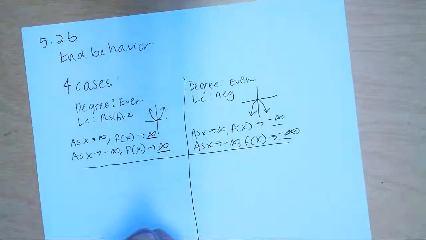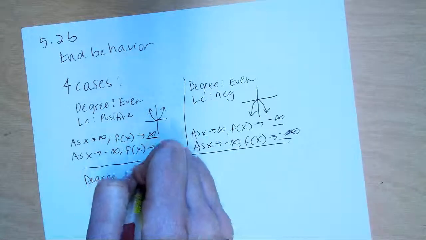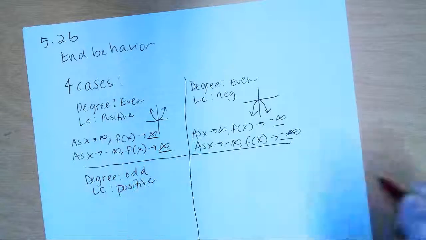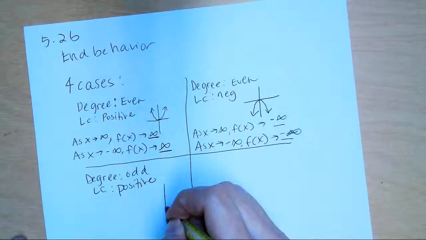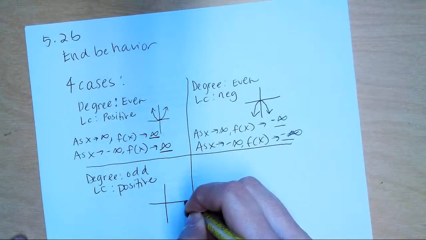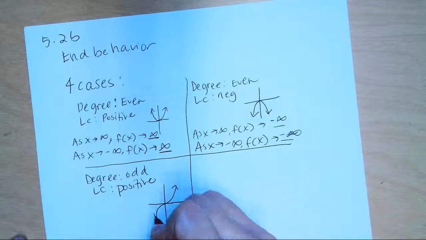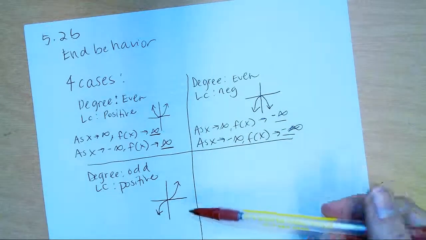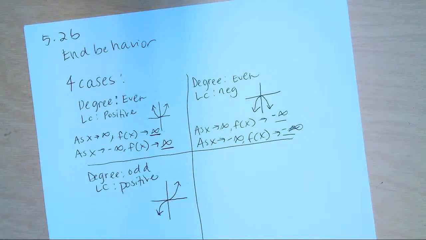Okay, what if we have degree odd and leading coefficient positive? X cubed, right? What does x cubed look like? Okay, it looks like this. From left to right, it rises. So now, what happens on the ends?